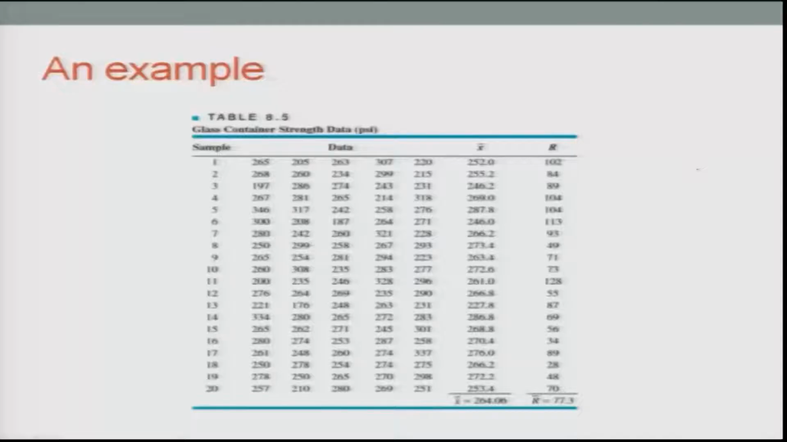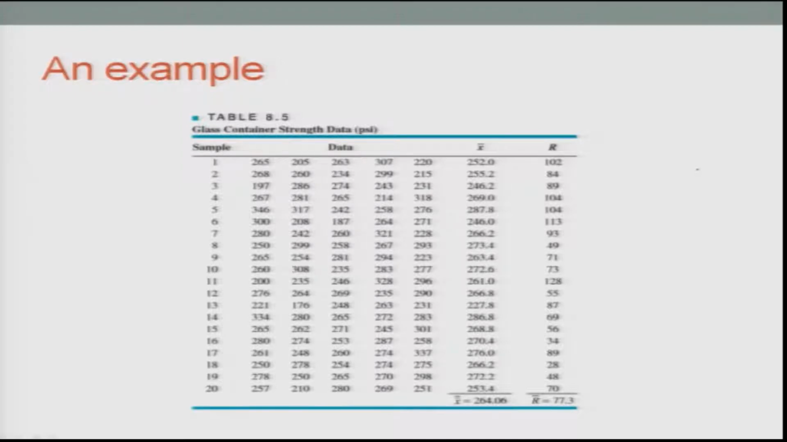So, let us consider an example. So, glass container strengths are given. You take one sample, size is basically 5 in number. So, the first row gives you 265, 205, 263, 307 and 220 are the values, and you have basically taken 20 samples. So, 20 into 5 is the total number, 500.